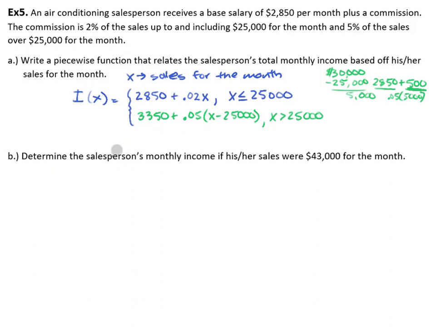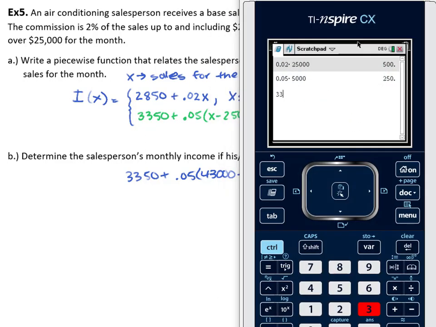Okay, now that we've set up this complicated looking piecewise function, determine the salesperson's monthly income if his or her sales were 43,000. Okay, so now we're using this. If we're going to plug in an X value of 43,000, which one of these equations would I use? Is that less than 25 or greater than? Well, it's obviously greater than 25,000, so we want to use the bottom equation here. So we would plug in 3,350 plus 5% of 43,000 minus 25,000. And this should give us our answer.